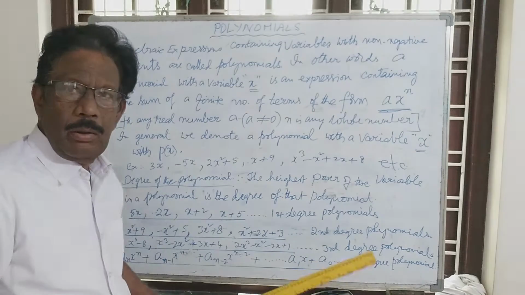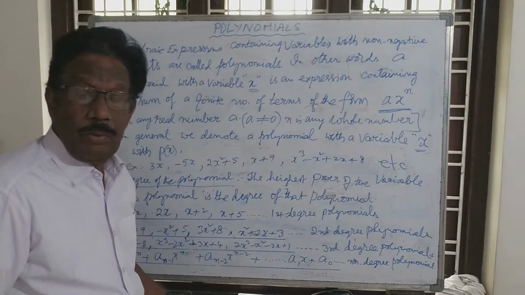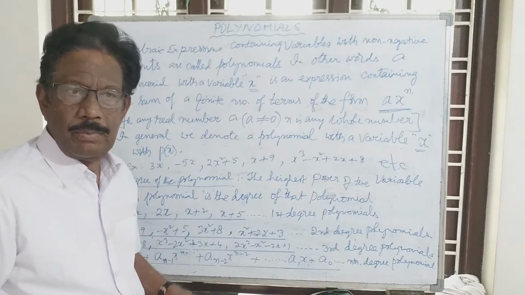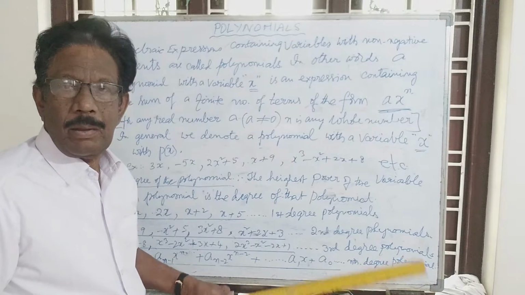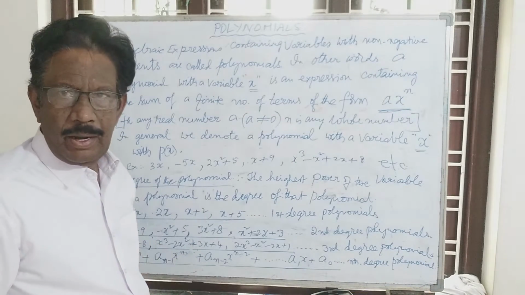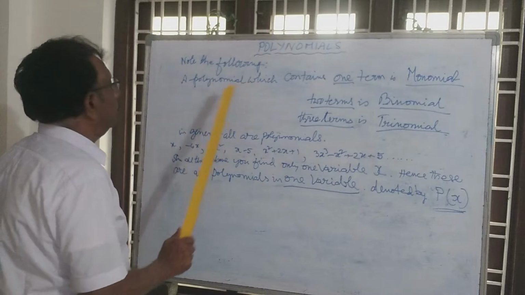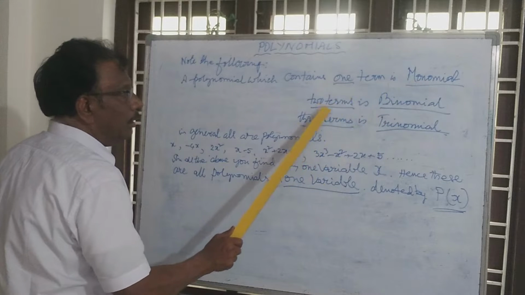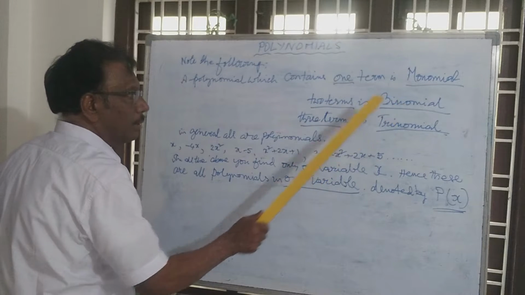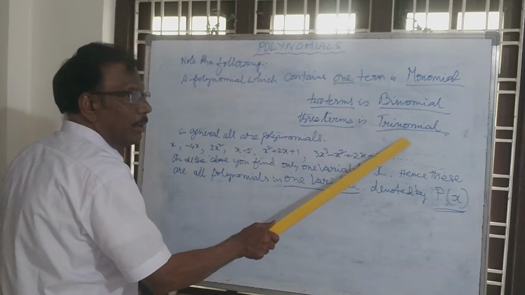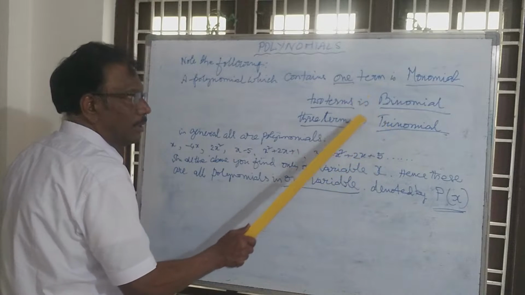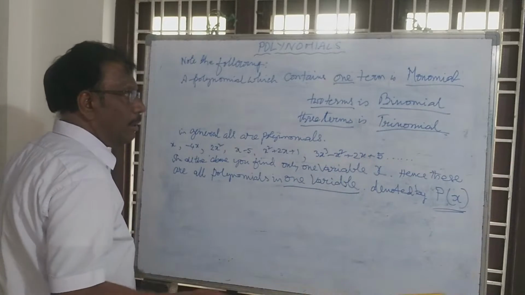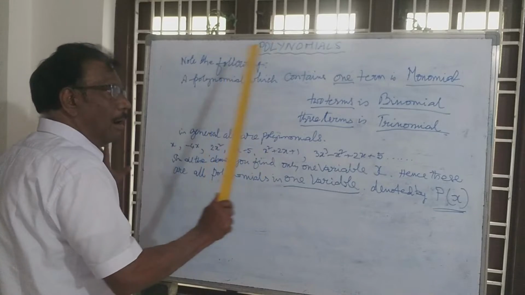Not only the degree of the polynomial, we also find in a polynomial one term, two terms, three terms, four terms, like that. So it depends on the number of terms, and we call it by different names. Note the following. A polynomial which contains one term is a monomial. If it contains two terms, it is a binomial. If it contains three terms, it is a trinomial. Only for these do we have separate names, but it may be four terms, five terms, six terms or nine terms. In general, all are called polynomials.